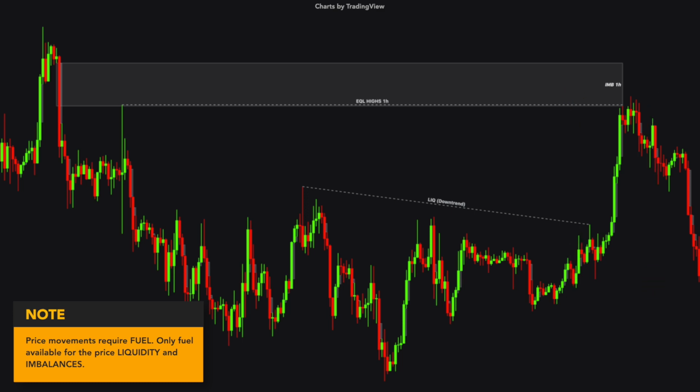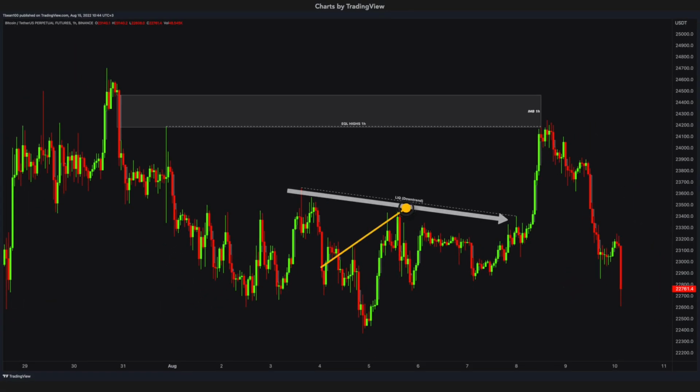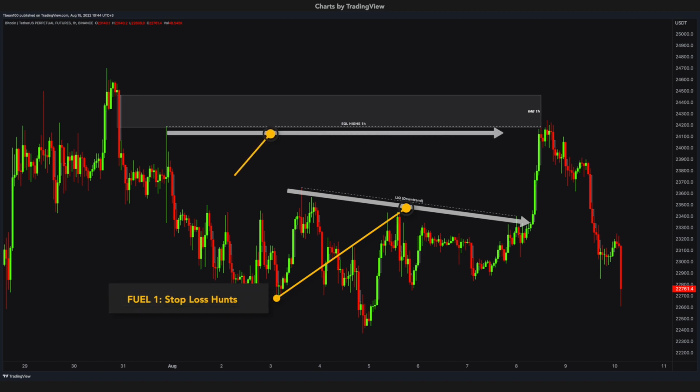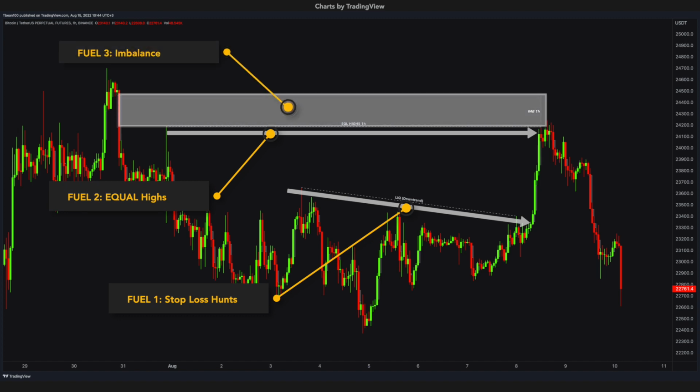What I was thinking here. 1. Price hunted this downtrend liquidity. 2. The price moved even further up, creating equal highs. 3. Price touched this imbalance. At this point, I simply think, okay, price collected enough fill. It can go down now. All I need is a confirmation.